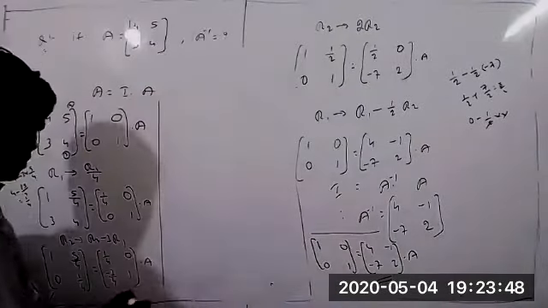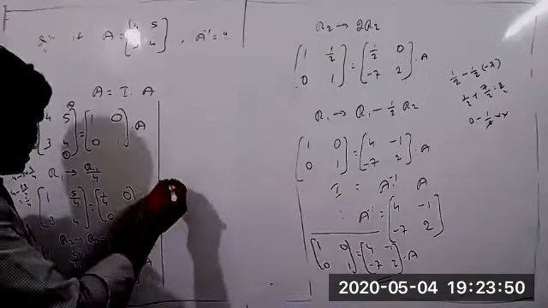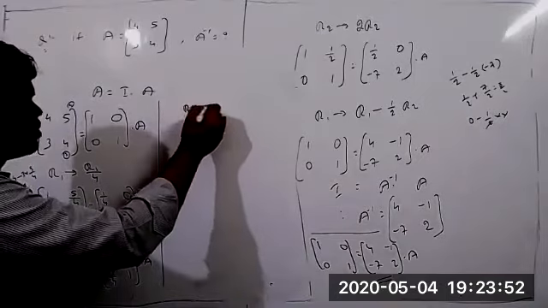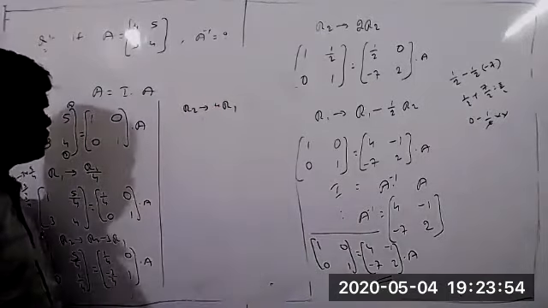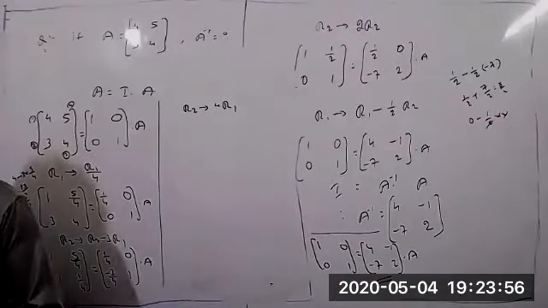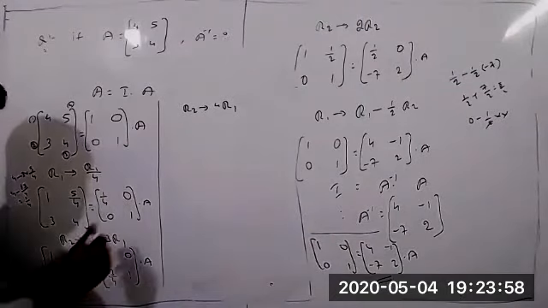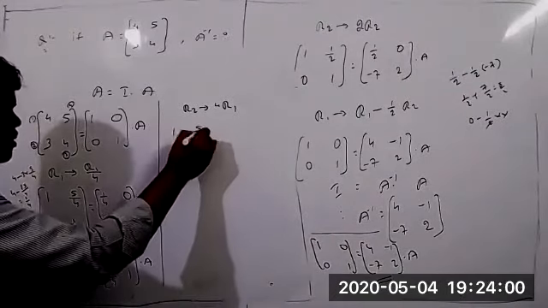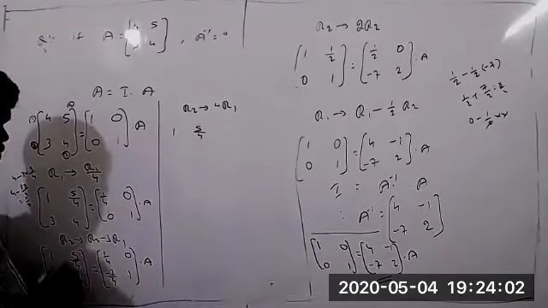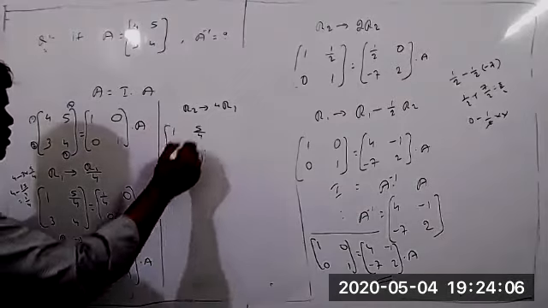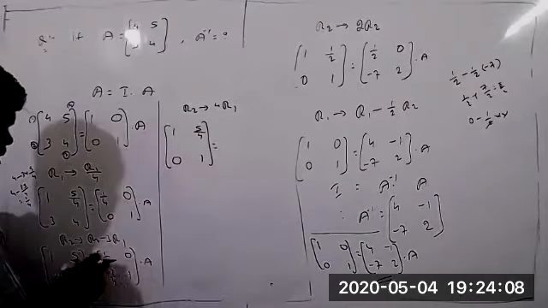Here only can write now. So what is this? Second row means R2 such that 4 into R1. So first row write as is only: 1, 5 by 4, and 4 into 0 equal to 0. 1 by 4 into 4 equal to 1. You will get 1.